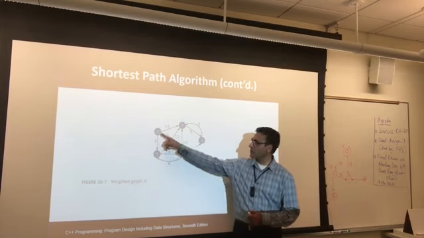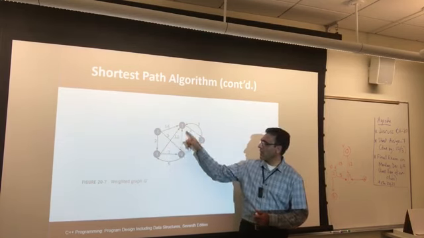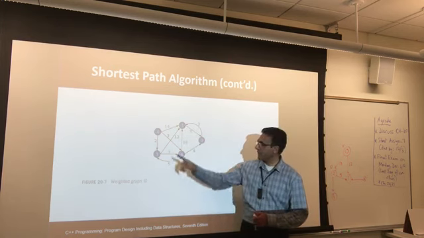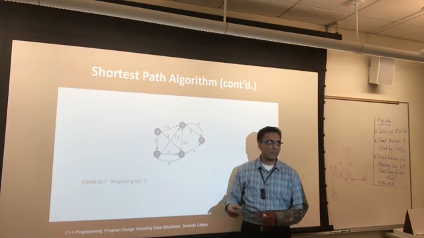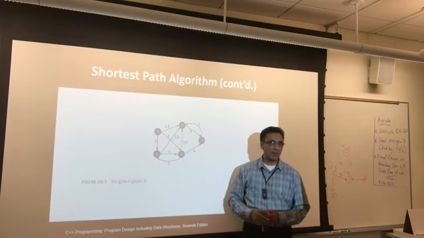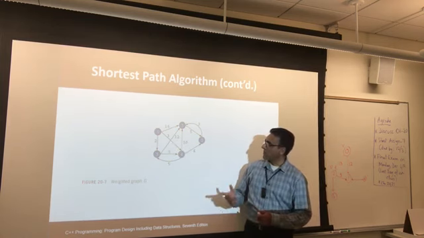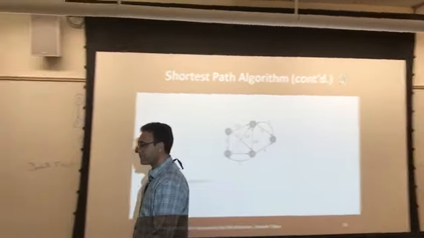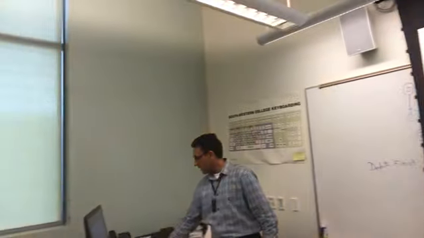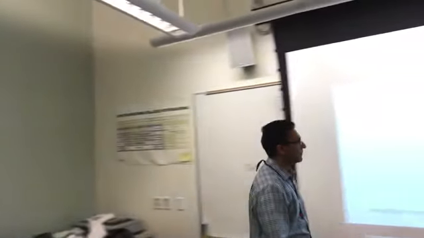Or I can go from 0 to 4 and 4 to 1. In this case, I save $300. 10 plus 3 is 13. Are you following? Or is there any other way I can find a cheaper way? And actually, it shows you in the next couple of slides.